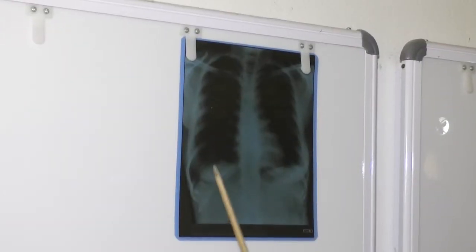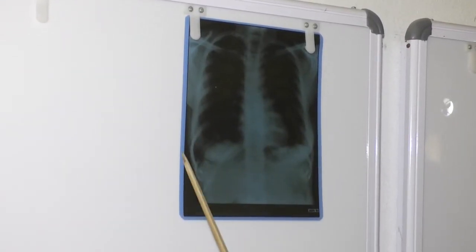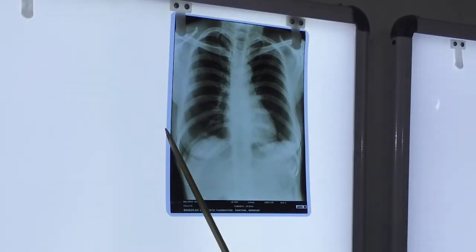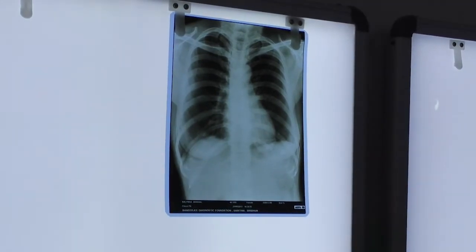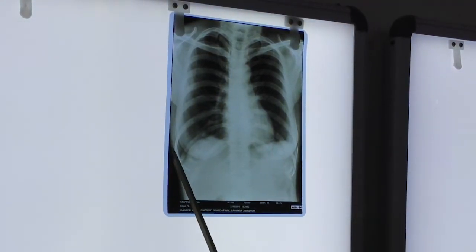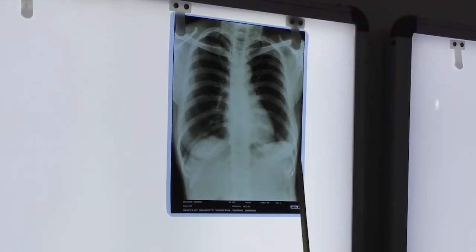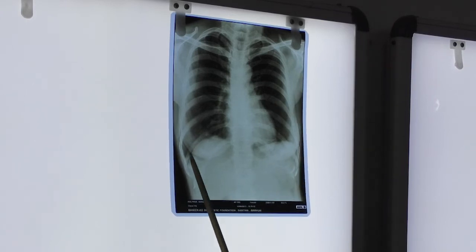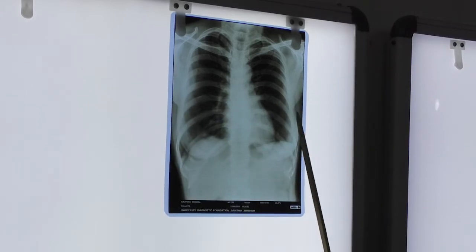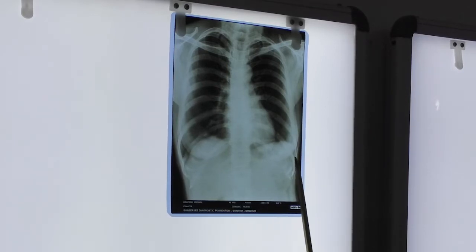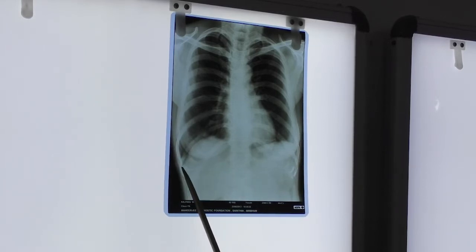The phrenic nerve supplies the diaphragm. So phrenic means diaphragm. So there is a cardiophrenic angle on either side, and we can also find another angle between the diaphragm and the ribs. This is the costophrenic angle. Okay, we can see this is the costophrenic angle. There is a superimposed image of the soft tissue of the breast, but still we can see the costophrenic angle here, and here.